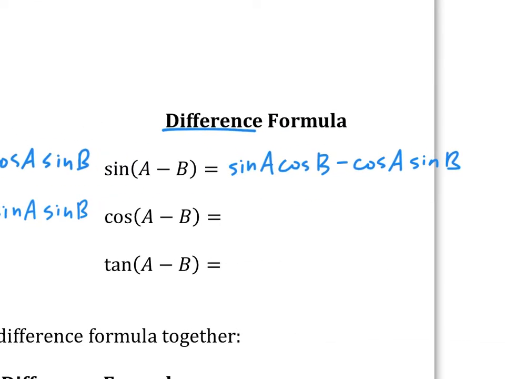All right. So same thing with A minus B. If it's going to be A minus B, you're going to, again, start with cosine A cosine B. And we need the opposite sign of whatever is given. So we're going to put a plus here. And then sine A sine B.